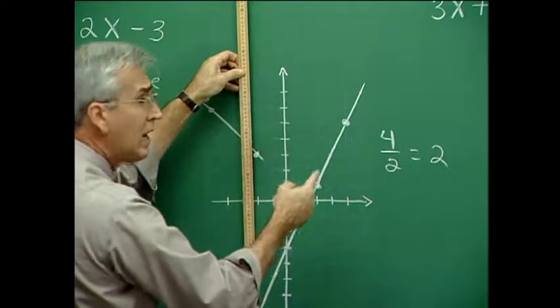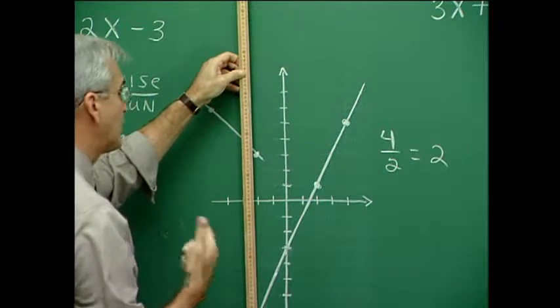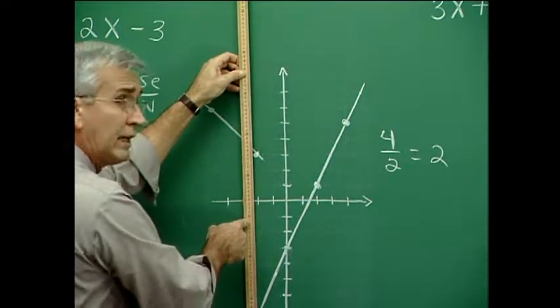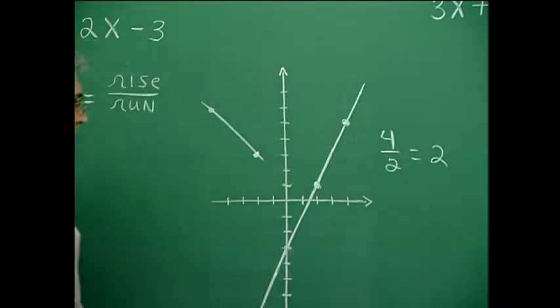So rise over run would be 5 over 0. But 0 in a denominator causes the fraction to be undefined. So the slope of a vertical line is undefined. All right, so that kind of covers all the bases.